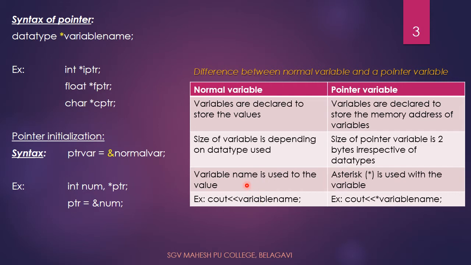Now the variable name is used to assign values for a normal variable, whereas for a pointer the asterisk is used with the variable. For example, if I say cout variable name, this is how we display the value of a normal variable. But if I want to display the value of a pointer variable, then I use asterisk in front of that. For example, cout star variable name. So that's the difference between normal variable and pointer. Normal variables are used to store the values, pointers are used to store the addresses.